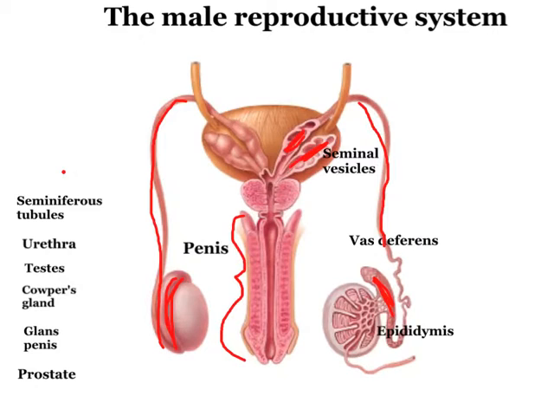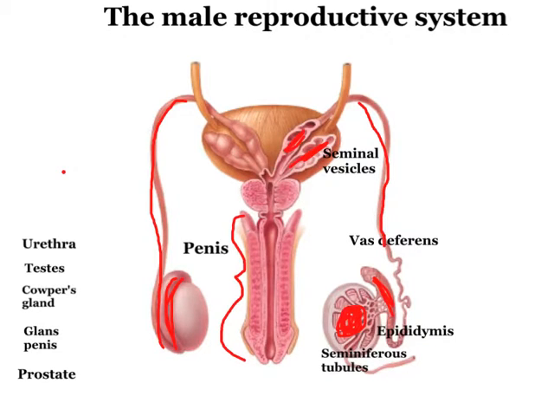The next one on our list is the seminiferous tubules. The seminiferous tubules are the tubes that are actually located inside of the testes. They are the areas where the sperm are produced and matured.